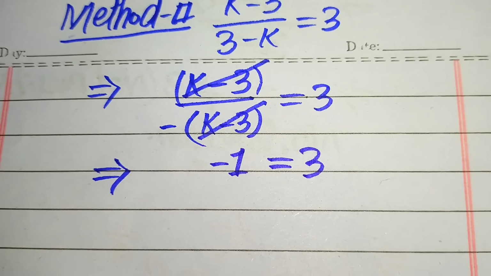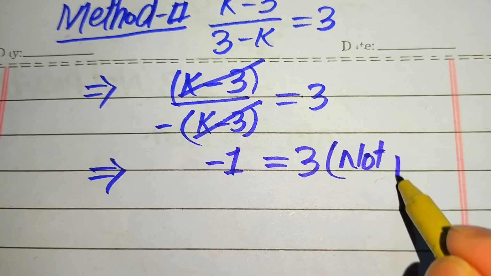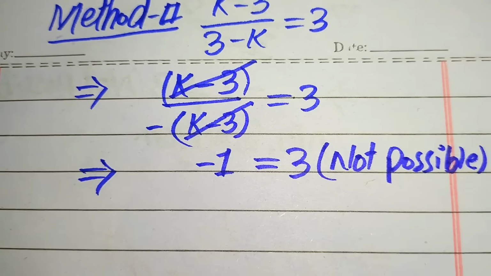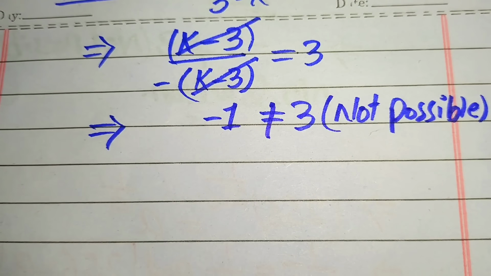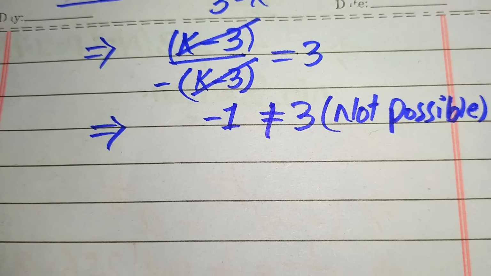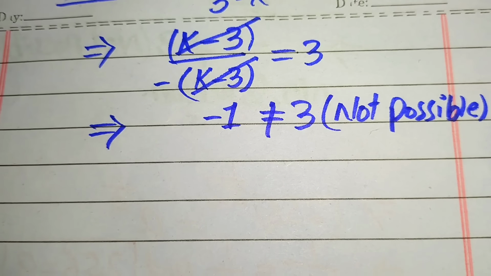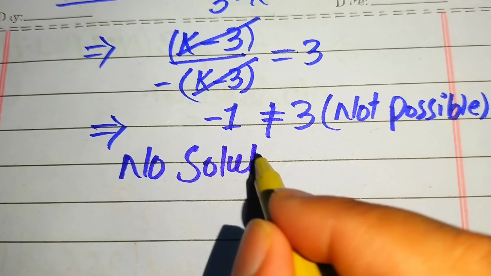You see that −1 = 3 is not a possible case. It is not possible that −1 equals 3, because in general these two values are not equal. And if these two values are not equal, in the second method we also cannot get any value of k which satisfies our given question statement. So we finally conclude that this question has no solution.